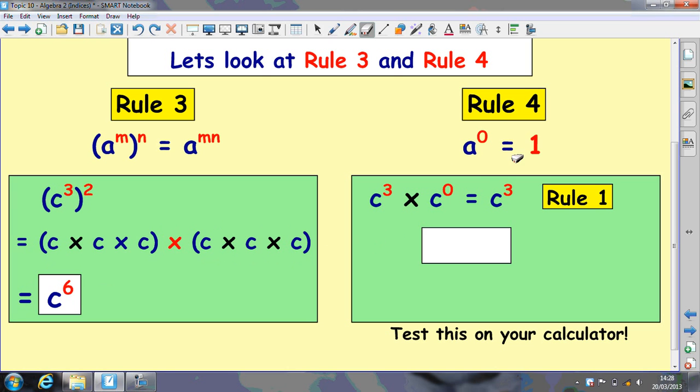And rule 4, if we look at c to the power 3 times c to the power 0, then from adding the indices together we get c to the power 3, which must mean c to the power 0 is equal to 1, because this has not affected the c to the power 3 at all. And that's what rule 4 is, 8 to the power 0 equals 1. So anything to the power 0 is equal to 1, doesn't matter what it is. 8 to the power 0 is 1, anything at all, and you can test this in your calculator.